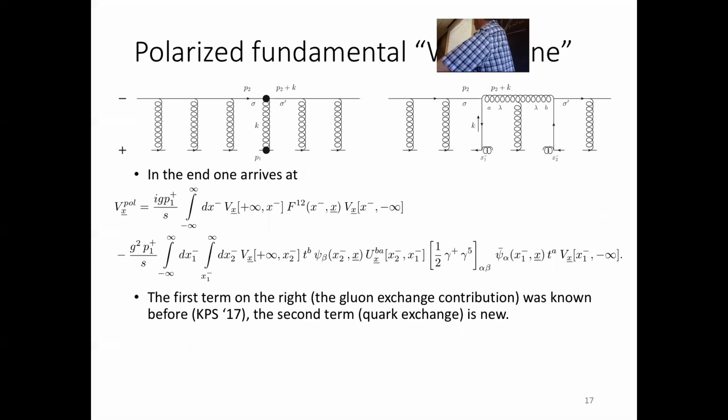Remember, these are just usual Wilson lines. So we have a Wilson line which goes from minus infinity to the point of interaction here, x minus. Then there is this point of interaction which brings in an operator which just measures the F12 component, the 1,2 component of the field strength tensor F of this gluon field of the target.